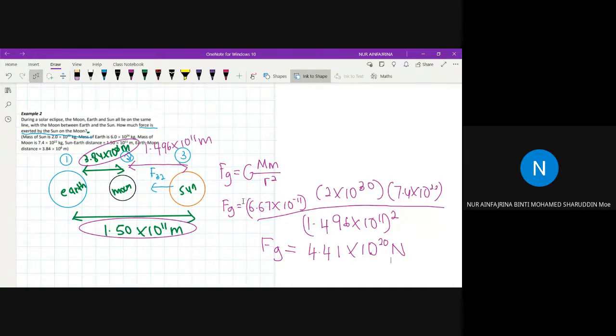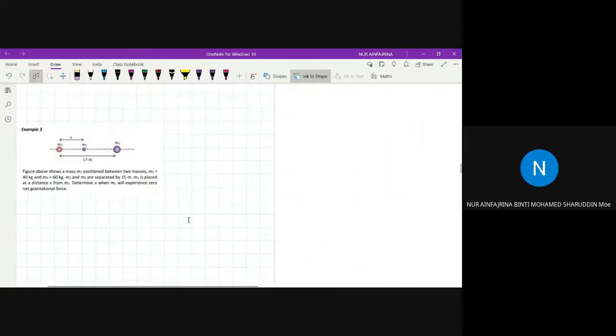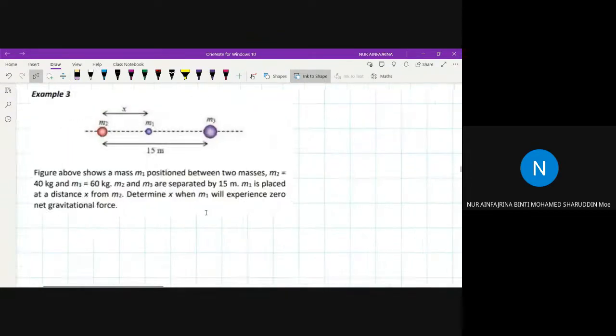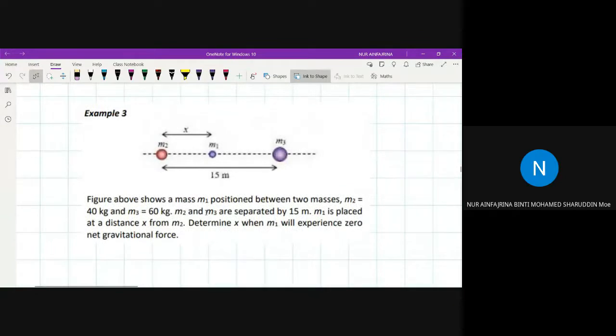Okay, are you guys done with example 2? Done. Okay, the rest? Okay, mari kita tengok example 3. Example 3, I think I need to show you. This is macam soalan favorite exam lah.